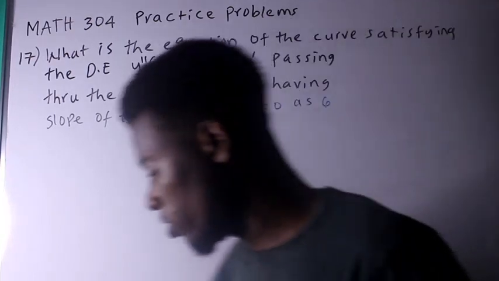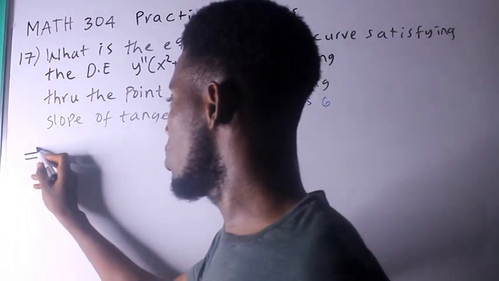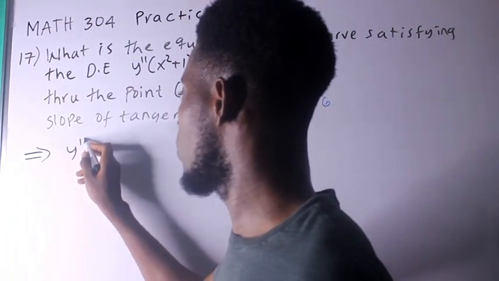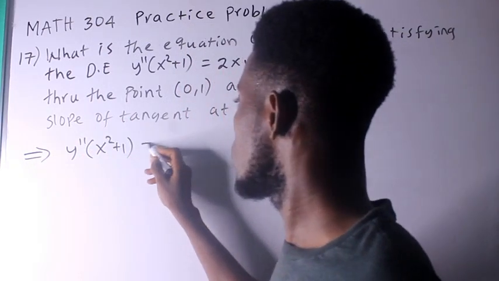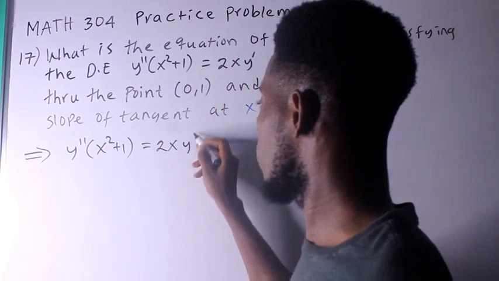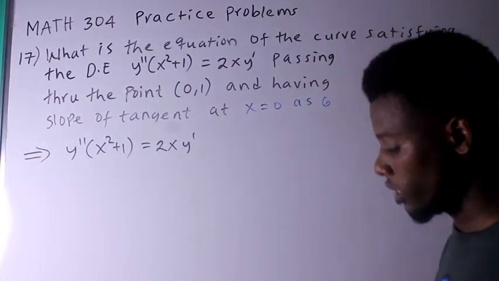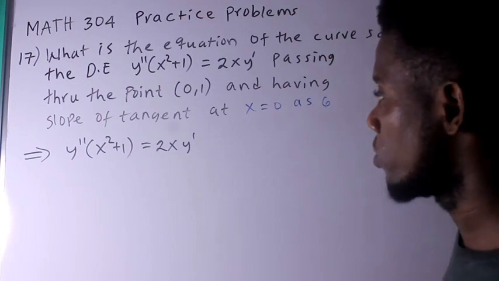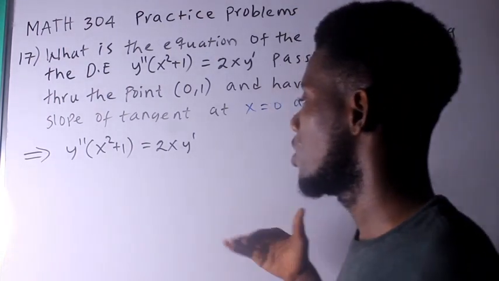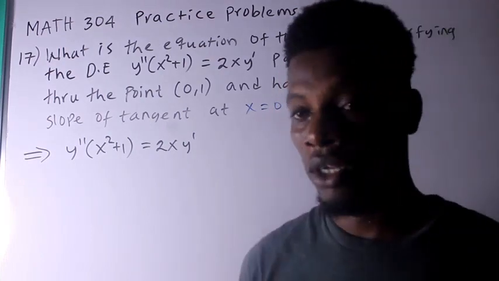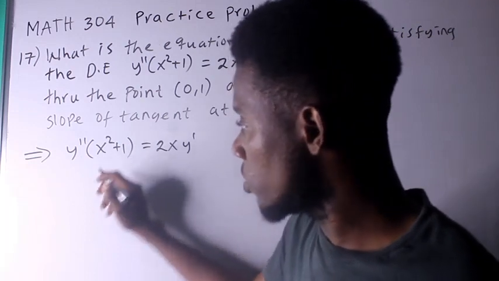So let's quickly move on to find the solution. The first thing we do is to begin with the differential equation y'' (x squared plus 1) equals 2x y'. Once we've done this, we can separate variables. To separate variables means to bring all of the x on one side and all of the y on the other side.